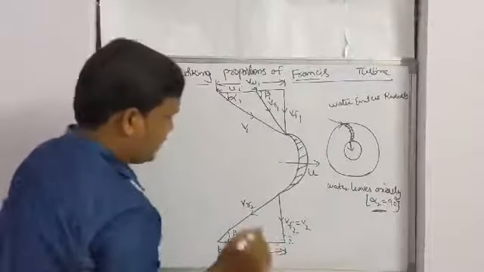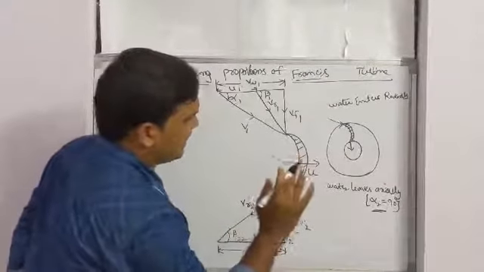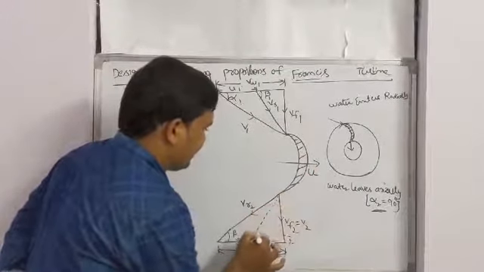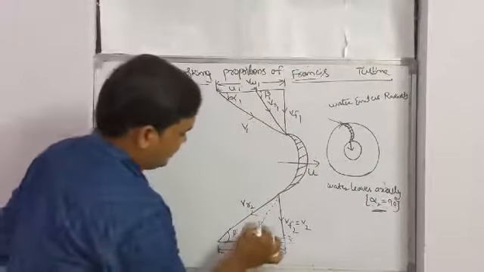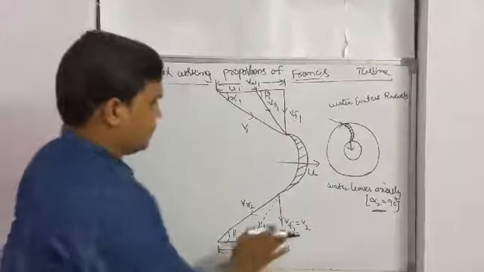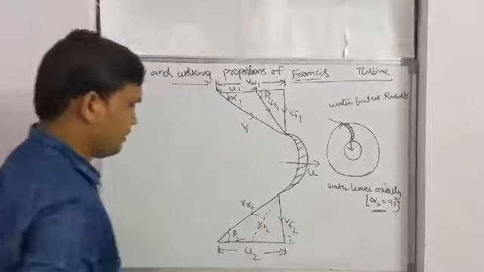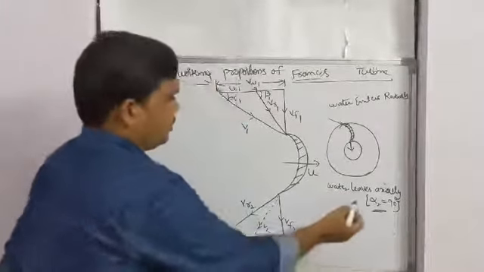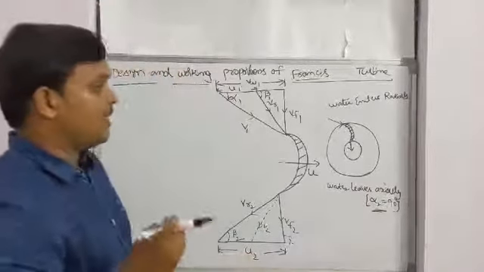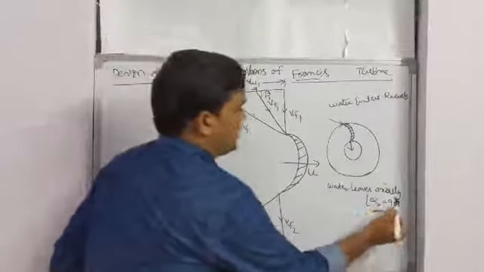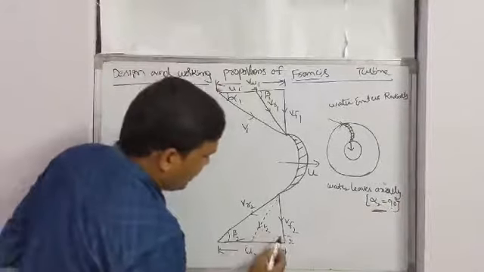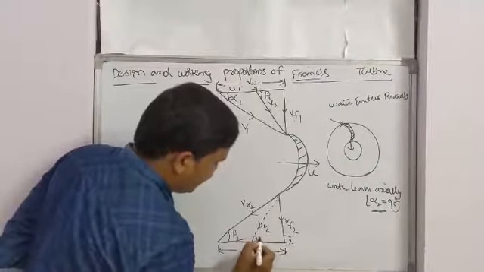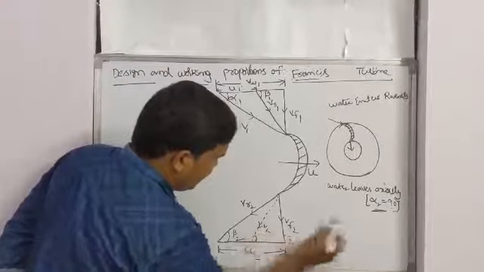If the water does not leave axially, the outlet velocity triangle will be like this. So this is V2, and there is a VW2 component. Whenever the water leaves axially, it means the water leaves parallel to the shaft axis, which means 90 degrees, so alpha 2 is 90 degrees. Otherwise, alpha 2 is somewhat less than 90 degrees.